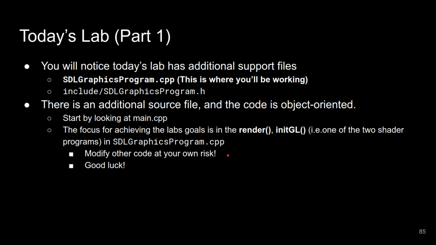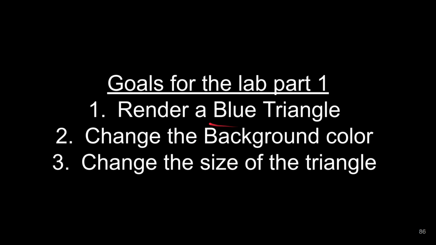The main goal is going to be to just render a triangle and make it a different color. Okay, so your goals for part 1 are going to be to render specifically a blue triangle, change the background color of the scene, so you can look for glClearColor. That'll be a little hint, see what that does. And then change the size of the triangle, okay?